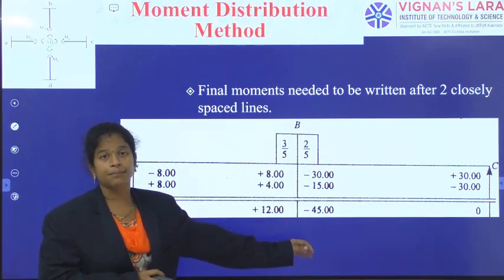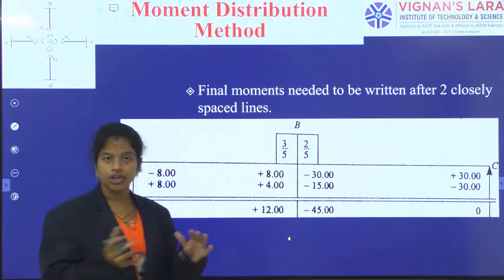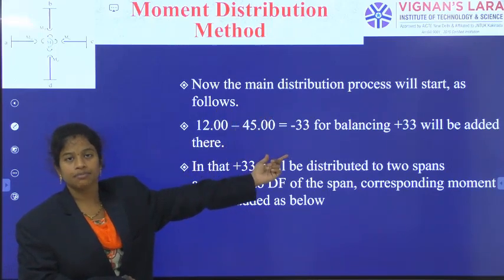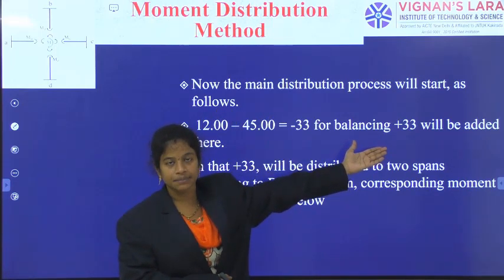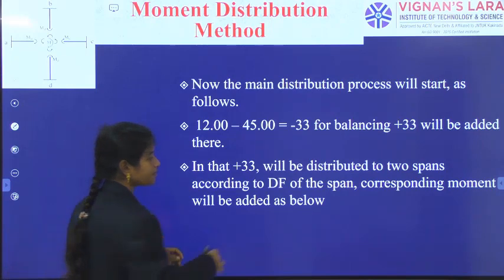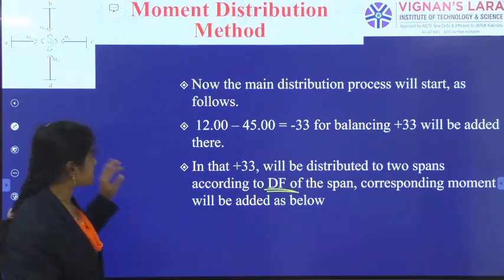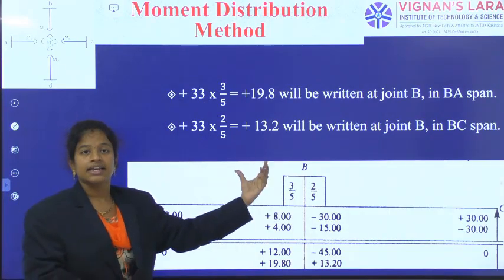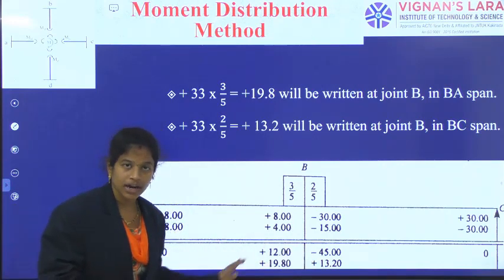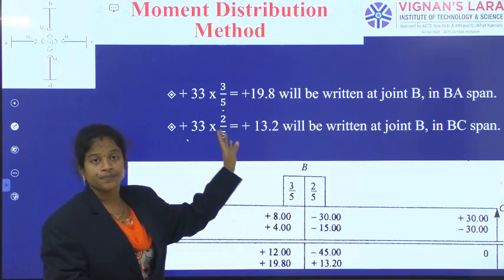At B I have to complete whatever unbalanced force is still left. That unbalanced force should again be distributed to the two members. The unbalanced force is minus 33, so for balancing I have to add plus 33, and that 33 should be added with respect to the distribution factors. So plus 33 for 3 by 5 and plus 33 for 2 by 5, and the corresponding answers I have given here.